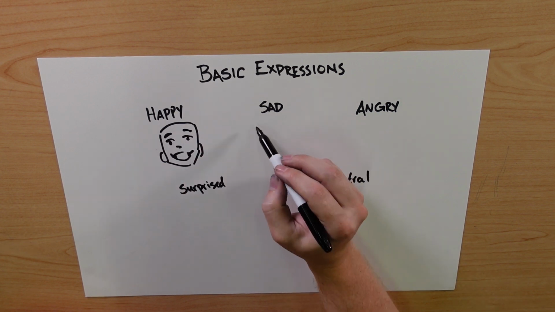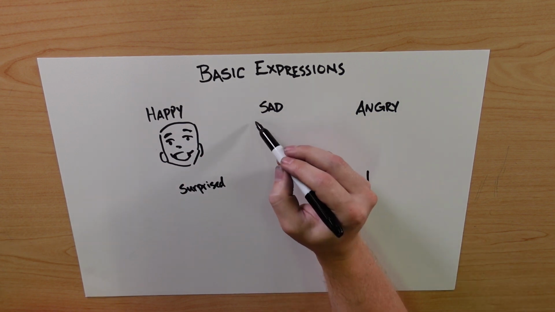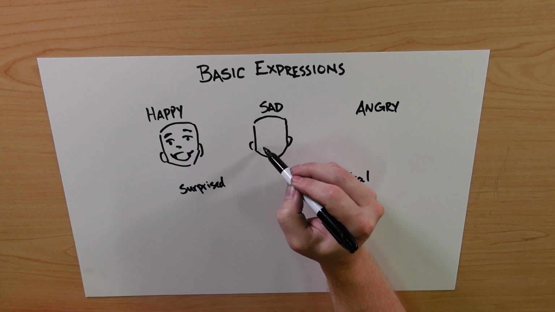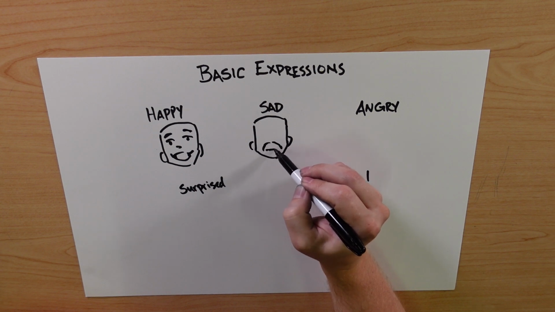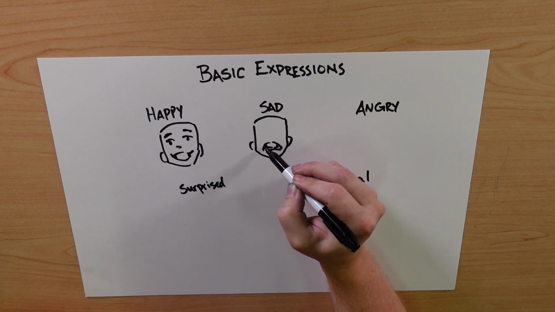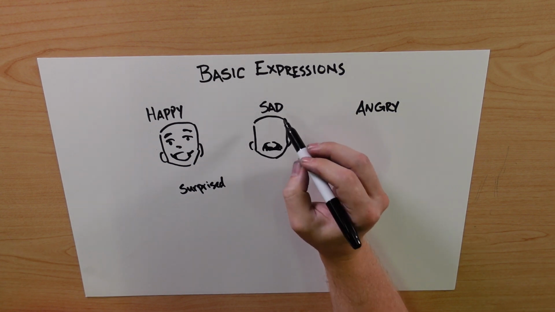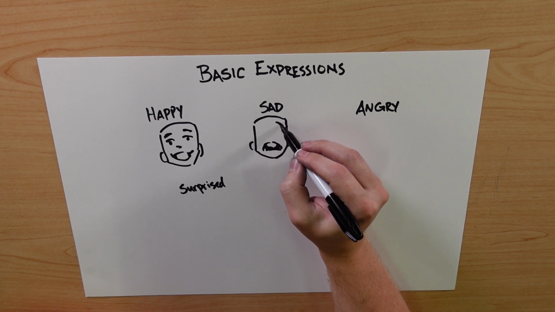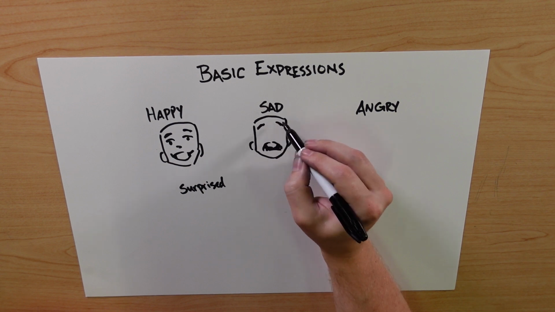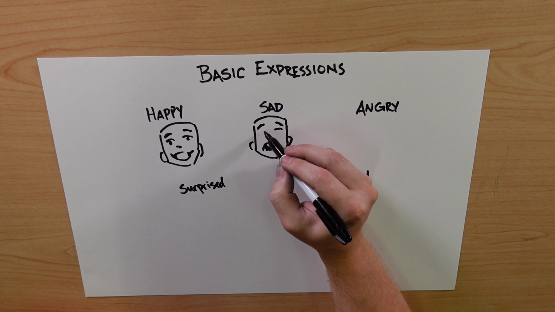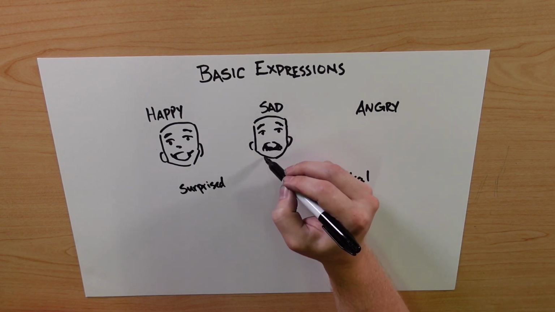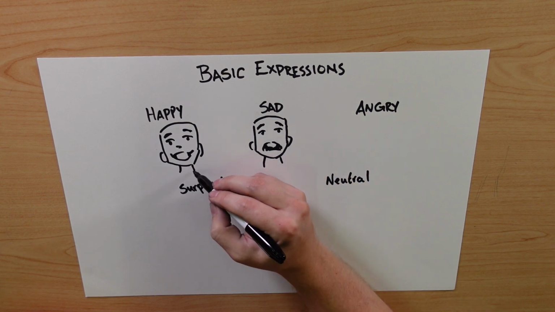And now sadness is going to be in some ways the opposite of happiness. So the corners of the mouth are going to be turned downward. And depending on the extent of the emotion, the mouth can be opened or closed. The eyebrows are still going to be turned up, so there is a little bit of overlap there between the two. The eyes can be open or closed, but that's going to be your basic sadness emotion.